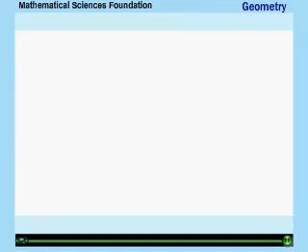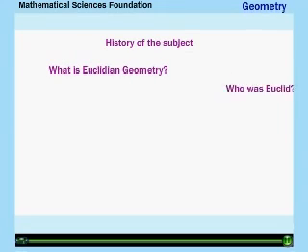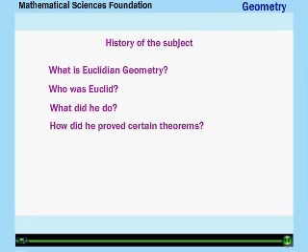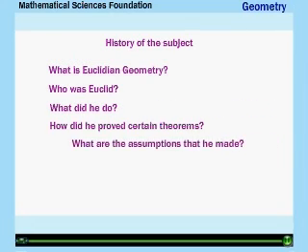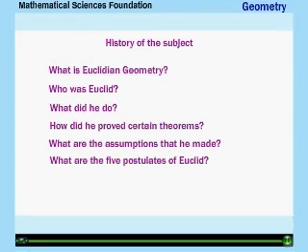As a teacher of geometry, I would like to be able to tell the student a bit about the history of the subject. What is Euclidean geometry all about? Who was Euclid? What did he do? How did he prove certain theorems? What are the assumptions that he made? And especially, what are the 5 postulates of Euclid?